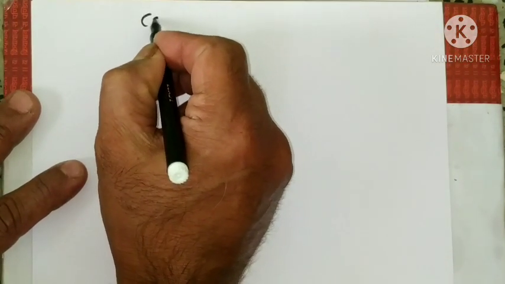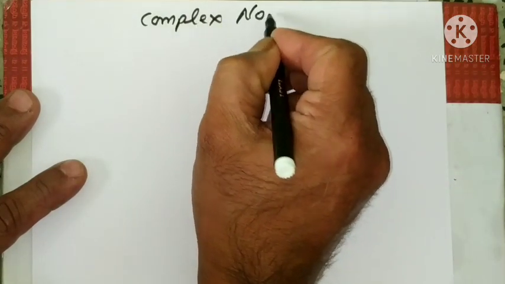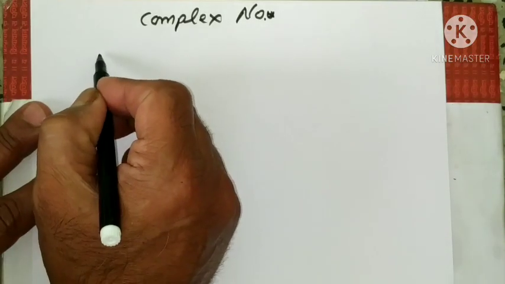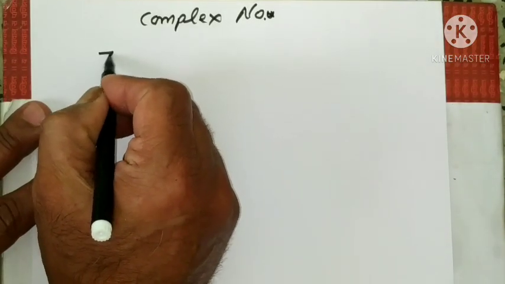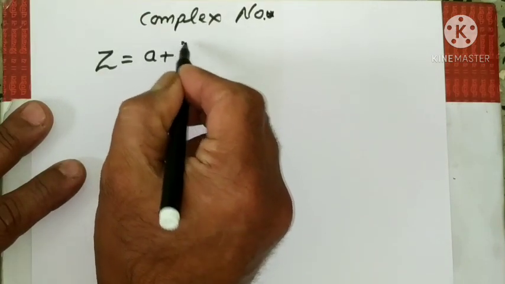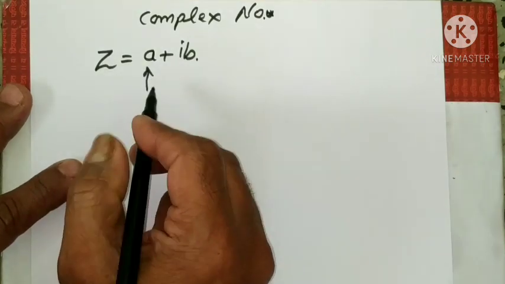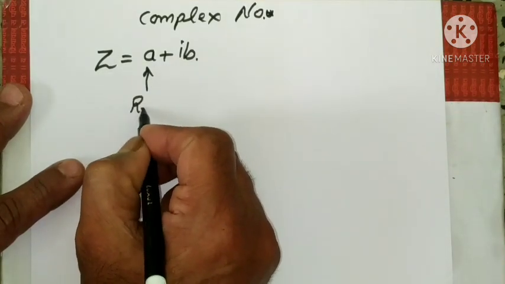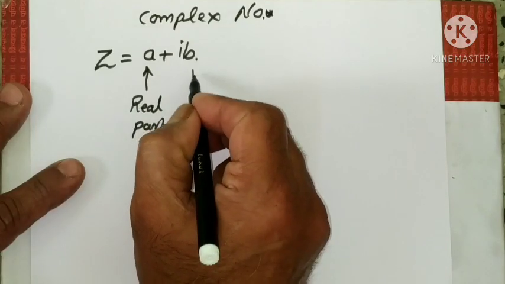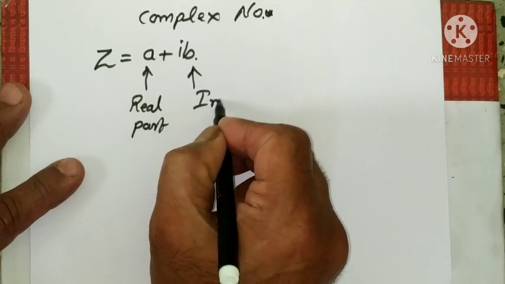Complex number. It is denoted by letter Z. Z is equal to a plus ib, where a represents the real part and ib represents the imaginary part.